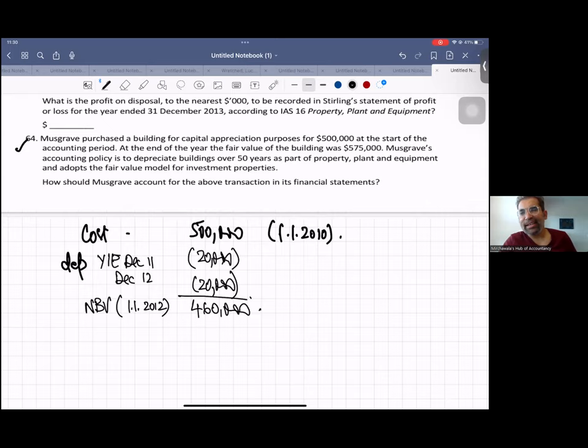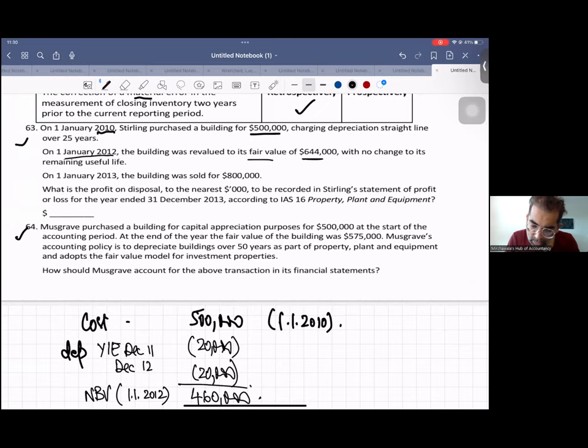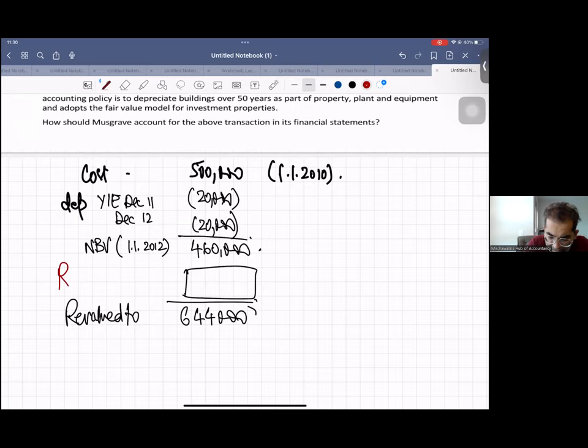Now check the revalued amount. The fair value at 1st January 12 is 644,000. So let me write, revalued to 644,000. Now wait. How much is it revalued by? I'm going to write the balancing figure. The revalued by is 644 minus 460, which is 184. This is your revalued by.